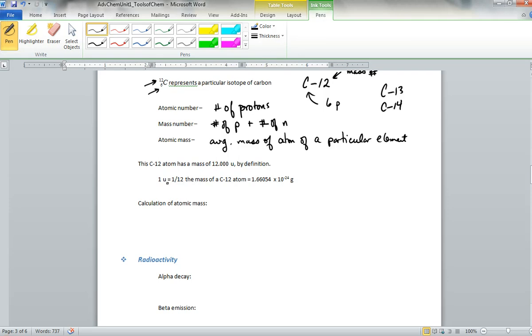So by definition, that means that if you have a carbon-12 atom, its mass must be exactly 12.000, and I could continue writing zeros here because it's exactly 12 atomic mass units. Now, an atomic mass unit is extremely small, and I also have given you the mass of that in grams. So when you look on the periodic table, however, you're going to see that carbon has a mass of 12.011 atomic mass units.